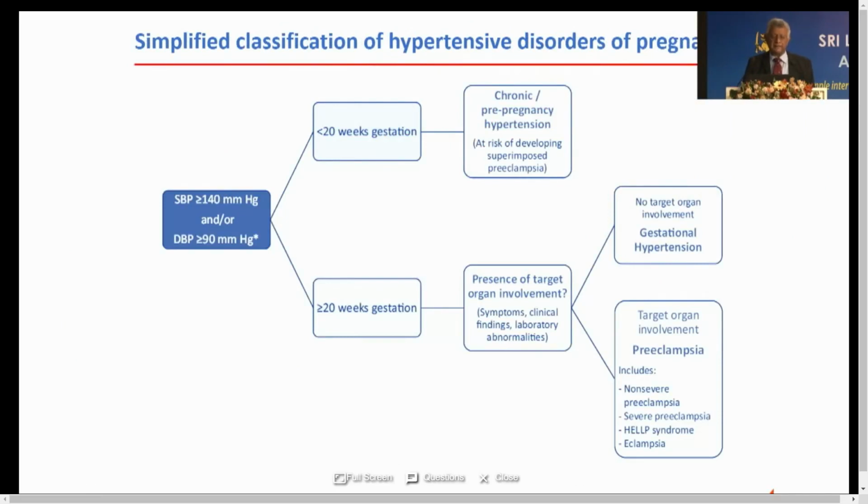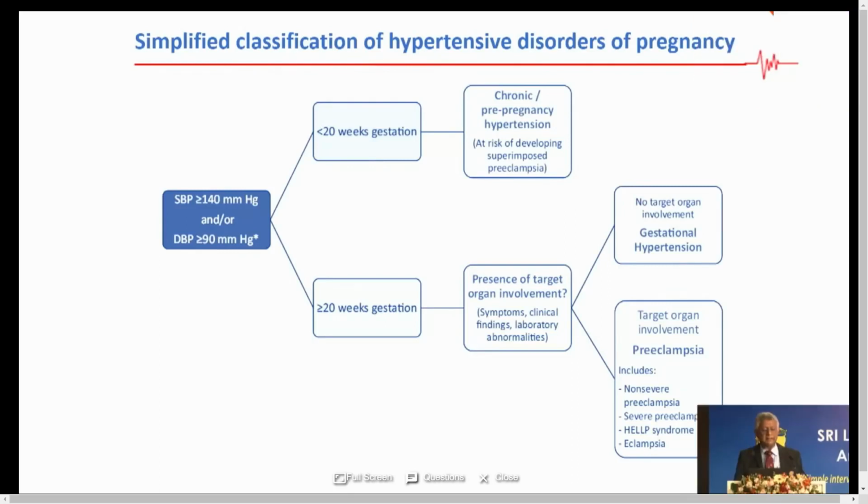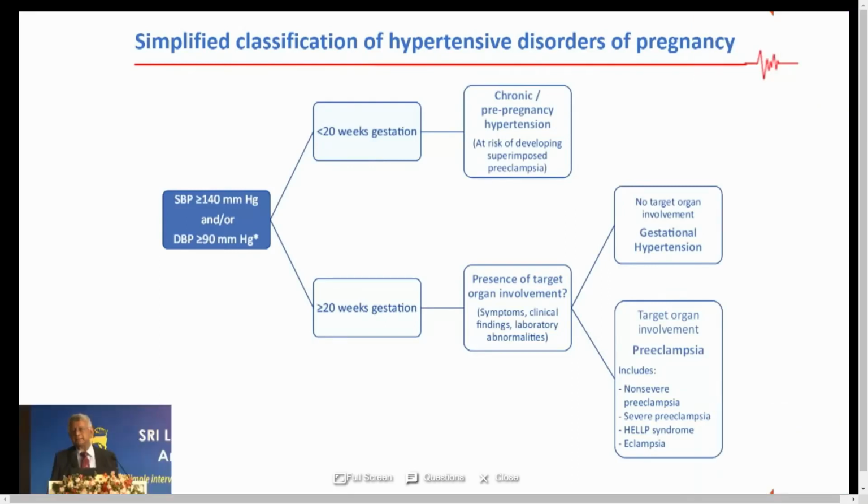Now, if the blood pressure is more than 140/90 and it is diagnosed in less than 20 weeks of gestation, you diagnose chronic pre-pregnancy hypertension. But these mothers are more prone to develop preeclampsia. You have to keep it in mind. If it is diagnosed after 20 weeks, then you have to check whether there is a target organ involvement. If there is no target organ involvement, it is gestational hypertension. If there is target organ involvement, then of course you can diagnose preeclampsia.